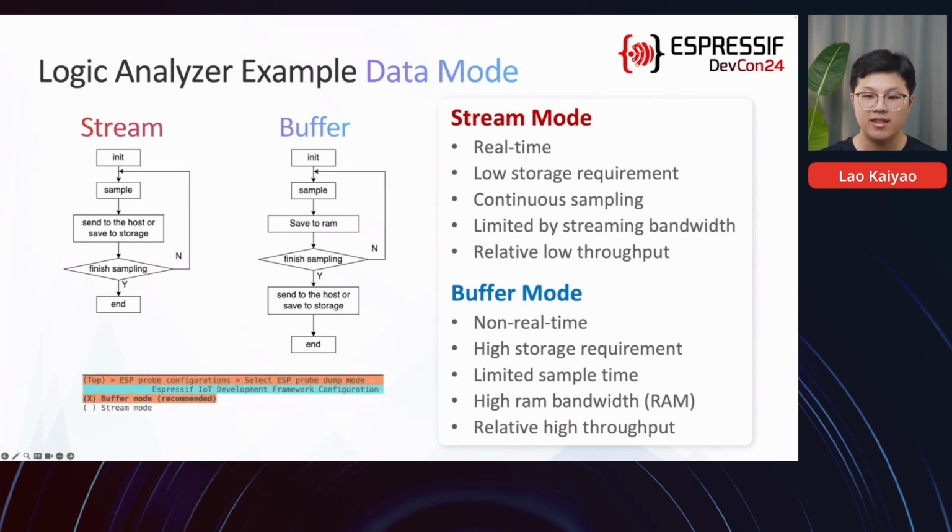Stream mode will send the sampled data timely until sampling stops, and the buffer mode will save the data to the RAM first and then send them later. The main differences are listed here. Briefly, stream mode relies on a fast and stable transmission. Meanwhile, the buffer mode requires a large RAM size. Due to the limited bandwidth in the embedded system, we can sample for a longer time in the buffer mode. Nevertheless, the buffer mode is still more stable than the stream mode. That's why it is more recommended.